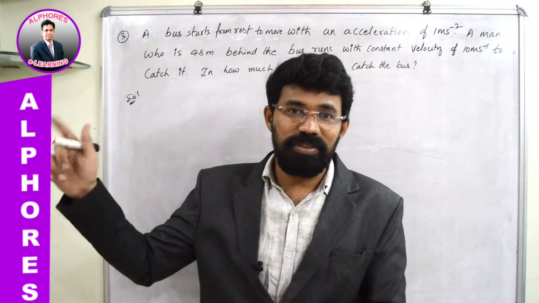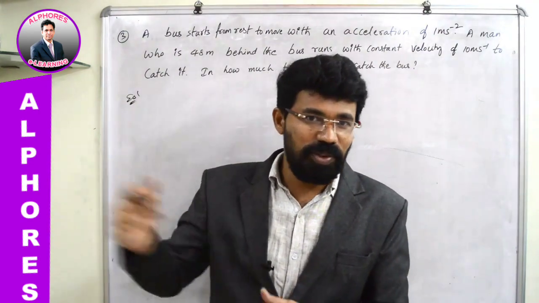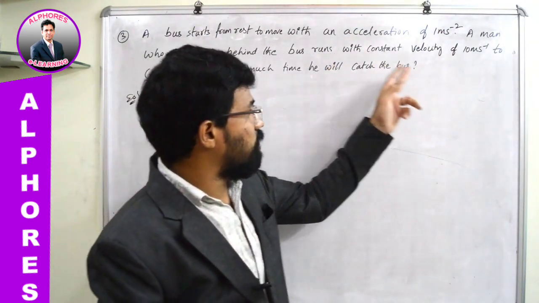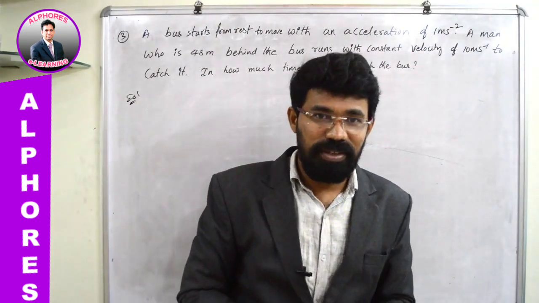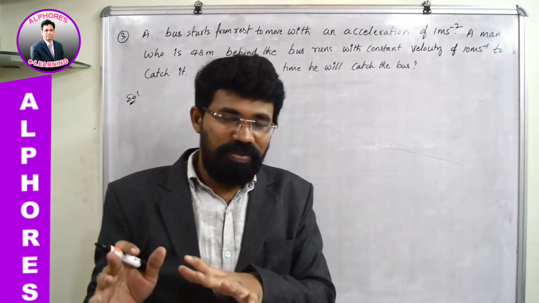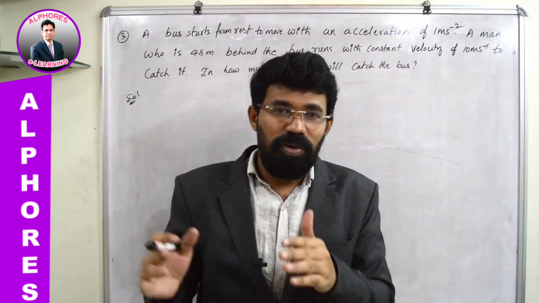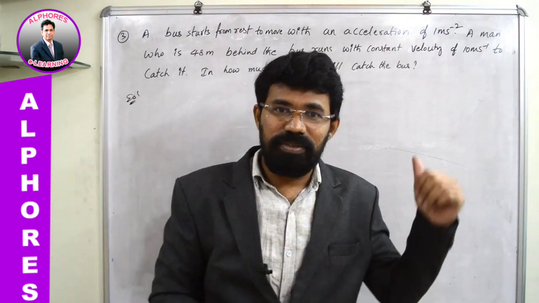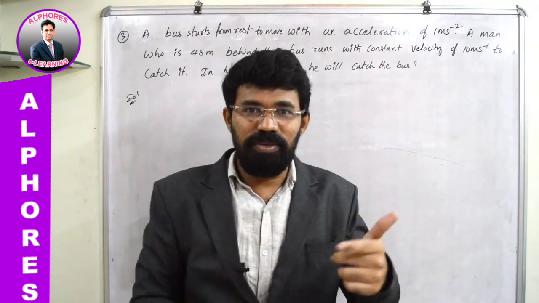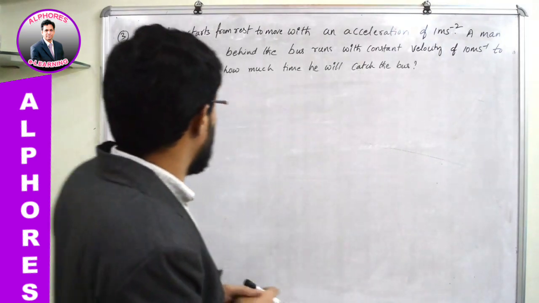Now that person's intention is he wanted to catch the bus, so he has to run. With what constant velocity is he running behind the bus? 10 meters per second. So definitely, he will be able to catch the bus. After how much time will he catch the bus? That's what we are supposed to find out.